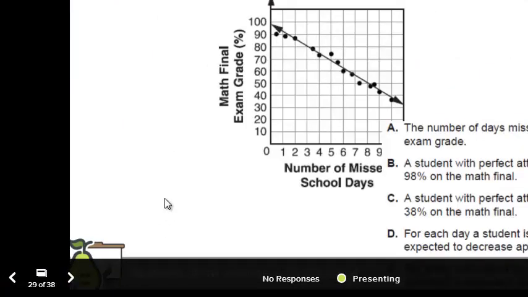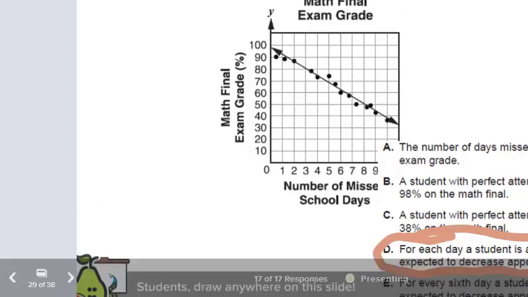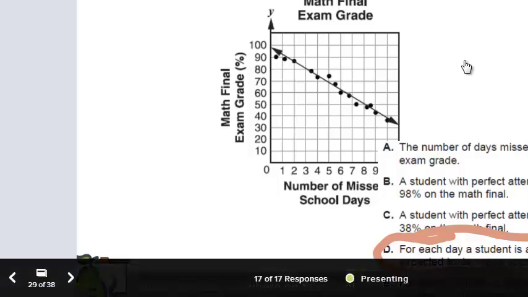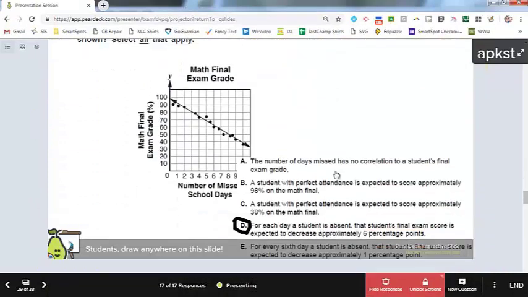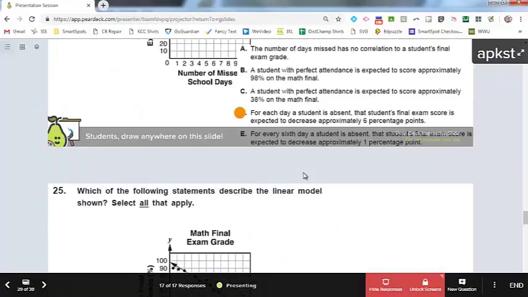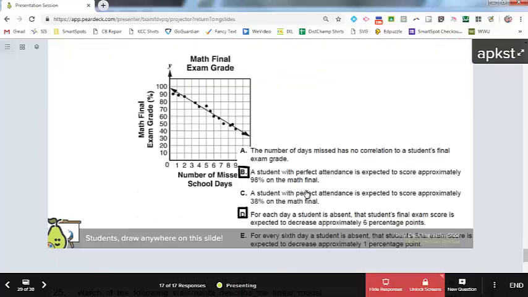All right. Which of the following statements describes the linear model shown? I'm going to give you 60 seconds. A little tip for you all. When it says select all that apply, there is more than one correct answer. Okay? They won't say that if there's not more than one. So if you just chose one correct answer, that's not correct. So D on that one, D. They would not give you full points for that. D and E on that one.